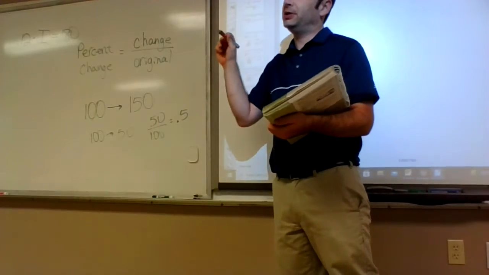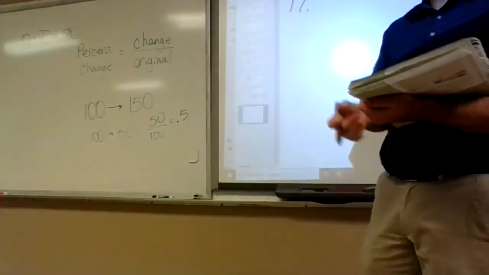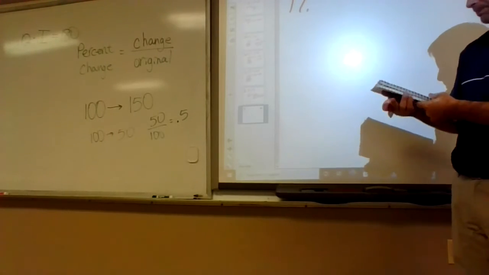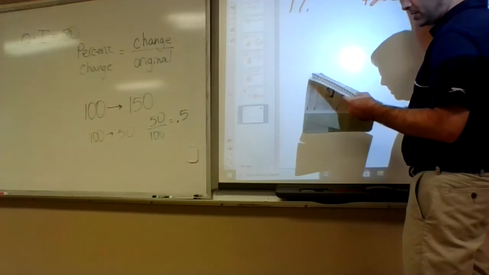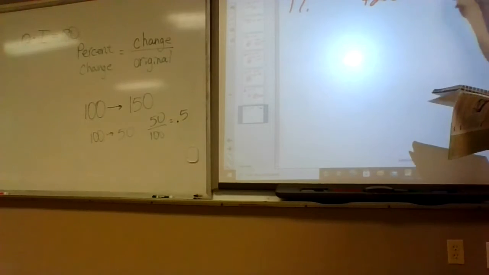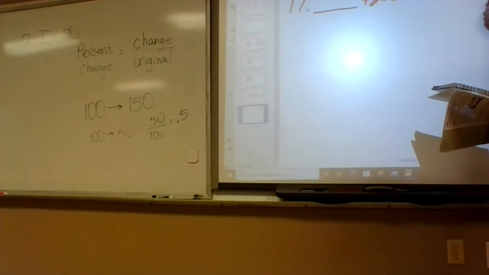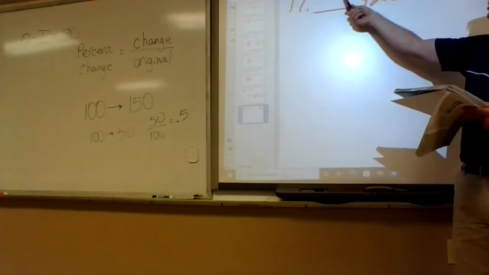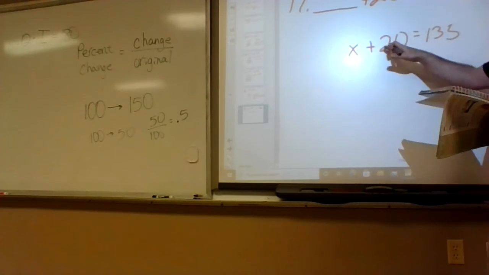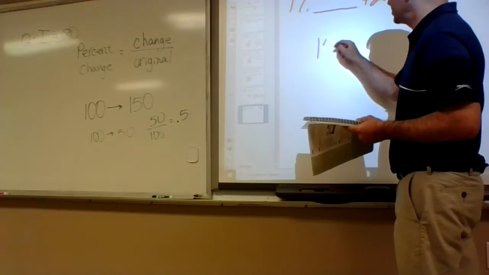Make sure you take good notes on these because 15 and 16 are the same, 17 and 18 are the same. Just got to repeat the process. 17 says the change is plus 20 and the new amount is 135. How do I know what the original amount was? If we added 20 to get 135, then we work backwards by subtracting 20. It's like an algebra equation. Subtract 20 is 115, the original amount.